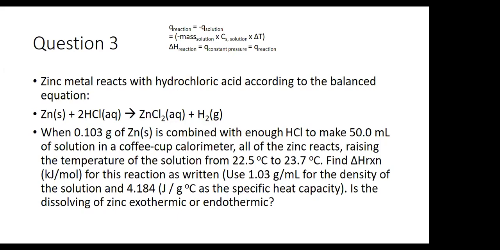Hopefully at this point you have at least defined your variables. So I'm going to at least do that for us. Okay, so like our previous question, we want delta H reaction. To get delta H, I need Q. To get Q reaction, I need Q solution. CS, easy, given. Delta T, again, easy, given. Final minus initial.